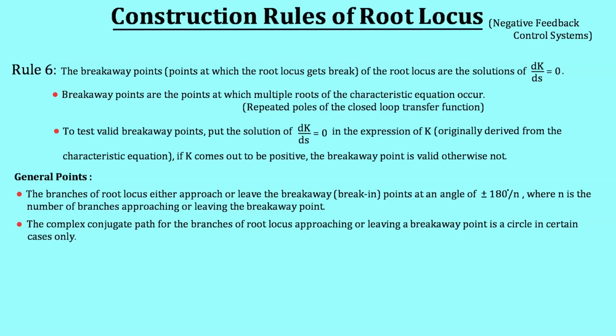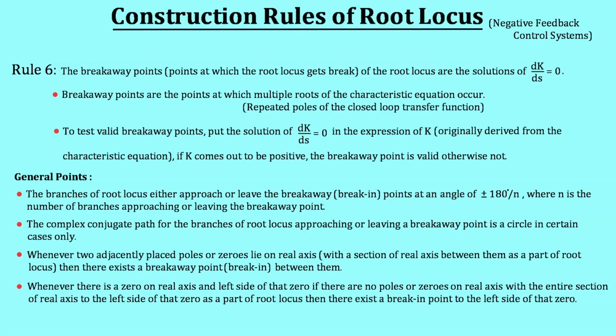The second point is the complex conjugate path for the branches of root locus approaching or leaving a breakaway point is a circle in certain cases only. You may find a few problems where the root locus takes the shape of a perfect circle, but those are rare cases. Whenever two adjacently placed poles or zeros lie on the real axis with a section of real axis between them as a part of root locus, then there exists a breakaway point or break-in point between them.